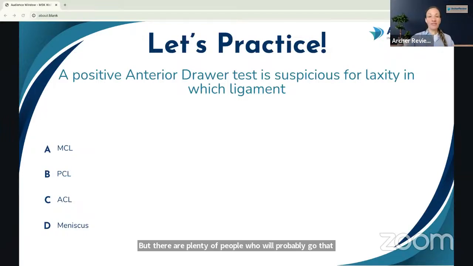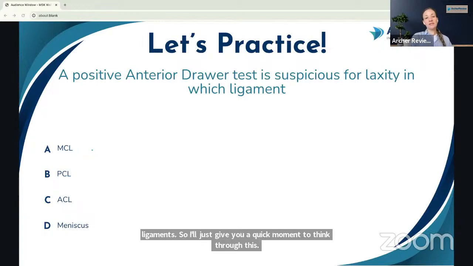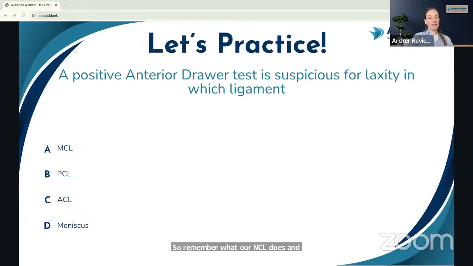Okay, just a quick refresher here. Let's do one quick quiz question. If we have a positive anterior drawer test, we're suspicious for laxity in which of the ligaments? I'll give you a quick moment to think through this. Remember what our MCL does and where it lives. It's all in the name. And the PCL, where does that live? What is its function? The ACL's function. And finally, what do our menisci do? And just a little trick here. Give me a moment.